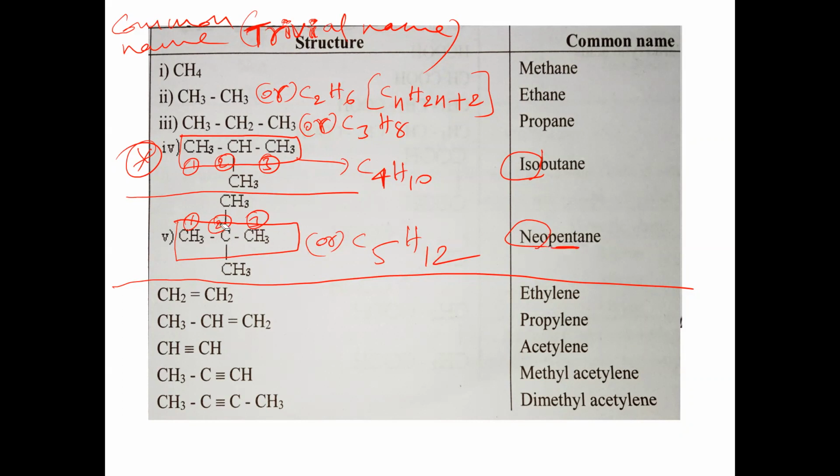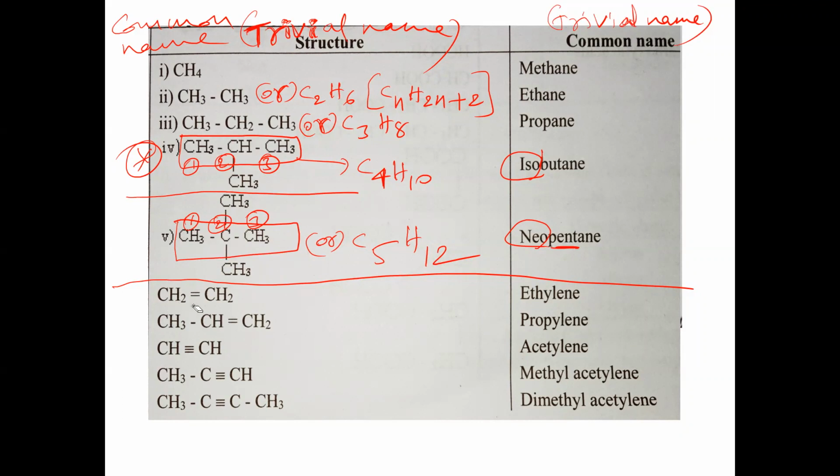Why did we say neo here? The last but one carbon in the parent chain has two methyl branches. The last one is the third carbon, and the last but one is the second carbon. So on the last but one carbon there are two methyl branches, so it is given the name neo in the common name system. A common name is also called a trivial name. So trivial name or common name, both are the same. So neopentane is the common name, but the IUPAC name is 2,2 dimethyl propane. Like that.